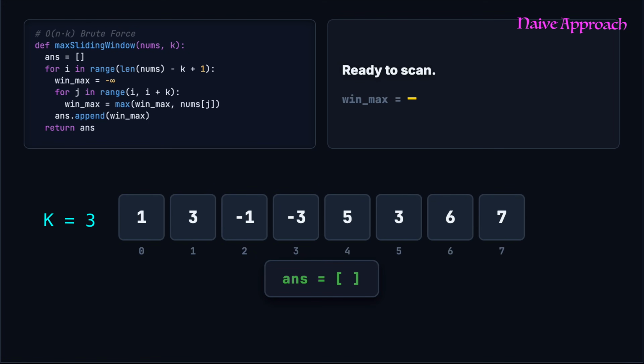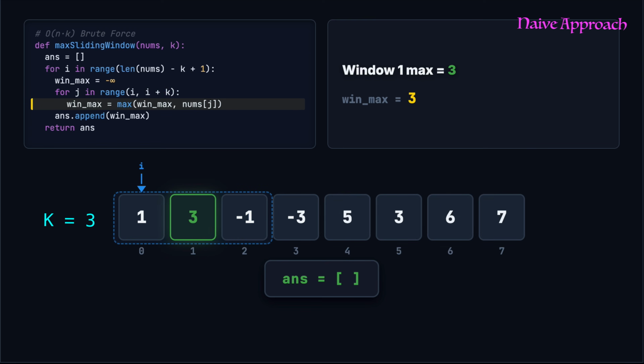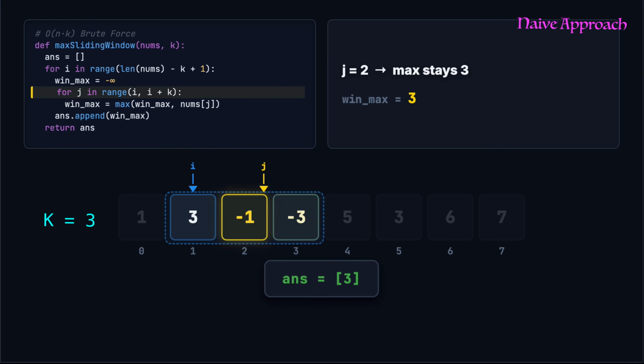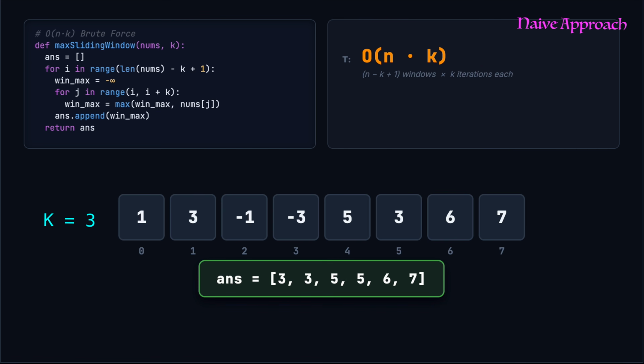Now, in terms of solution, the most obvious approach is to do exactly what the problem describes. We use an outer loop to shift the window and an inner loop to blindly scan every number inside the window of size k. And this works, but the time complexity is O(n times k), where n is the number of elements in the array and k is the window size, because there are exactly n minus k plus 1 windows, and for each window, we scan k elements to find the maximum. So how should we optimize it?